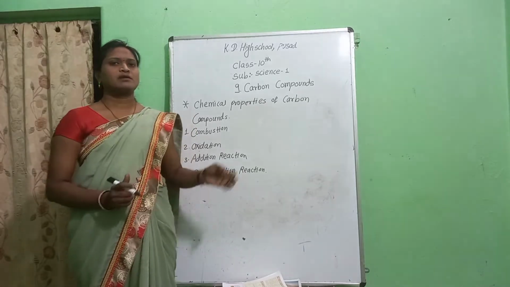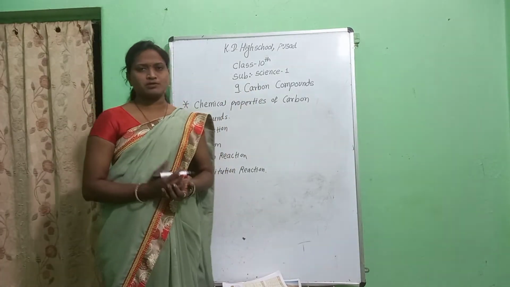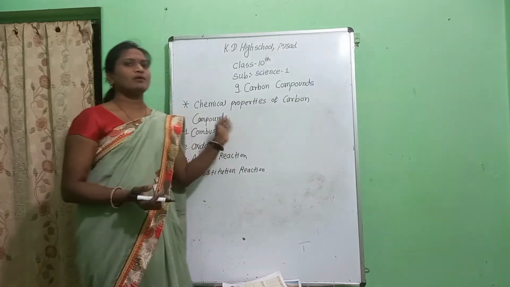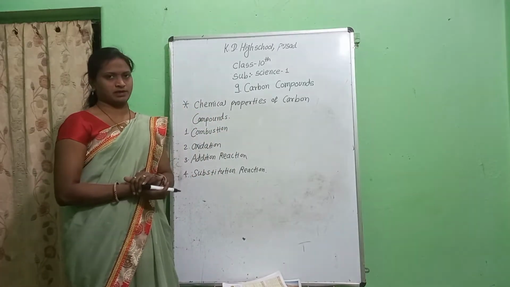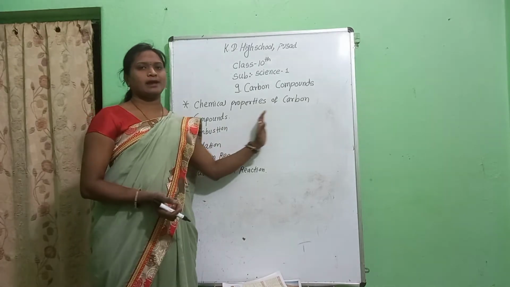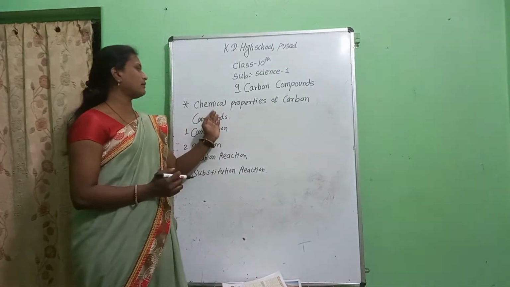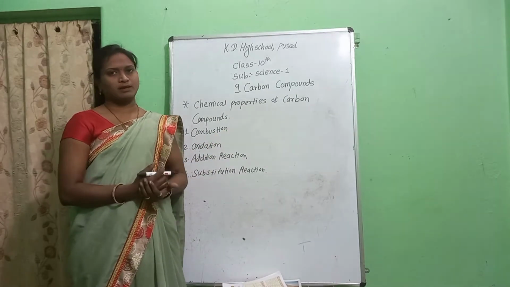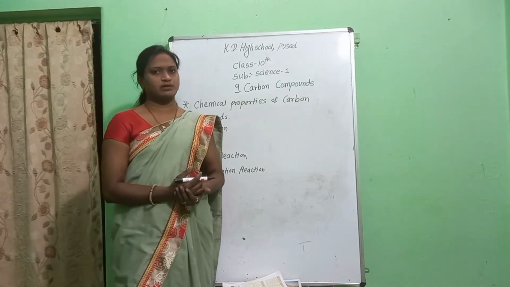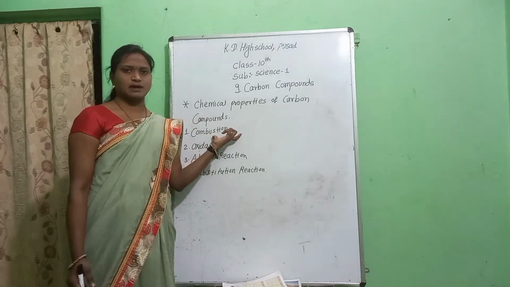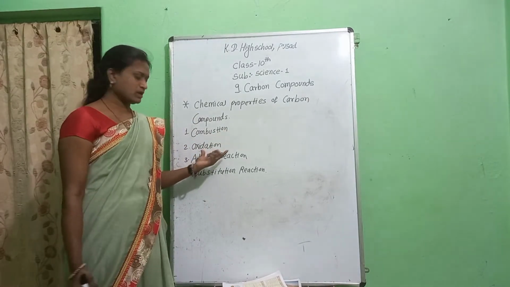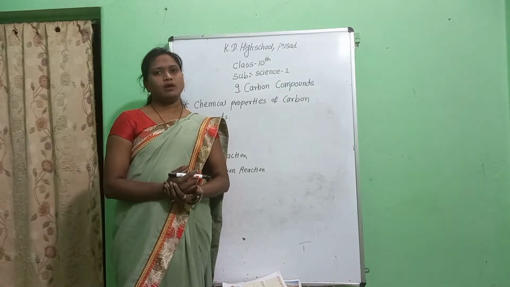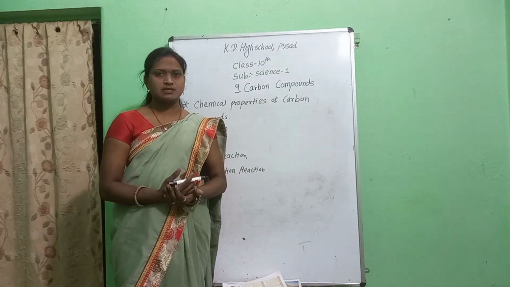Good morning, students. From this chapter, carbon compounds, you have seen how to form a carbon compound, how to give names to that carbon compound, what the rules for giving that name are, everything. Now, at the last, we will see the chemical properties of carbon compounds. There are 4 main chemical properties of carbon compounds given in your syllabus: combustion, oxidation, addition reaction, and substitution reaction. One by one, we will discuss all those properties in this video.